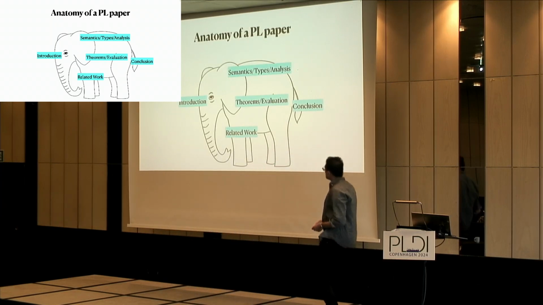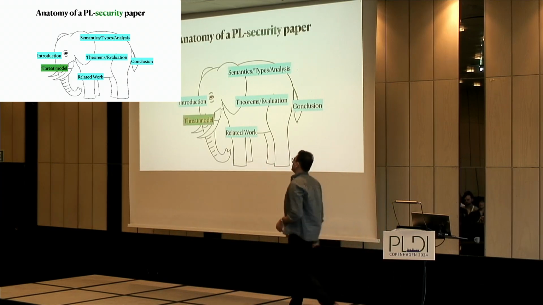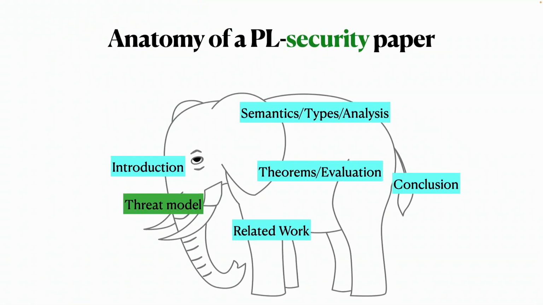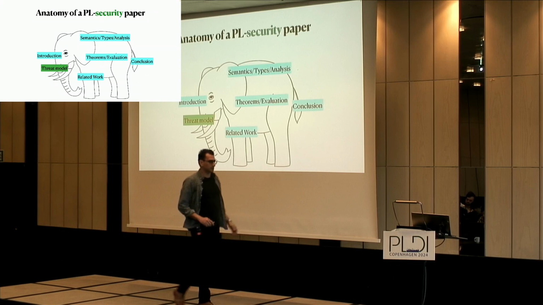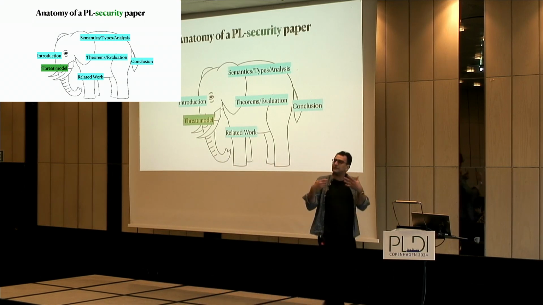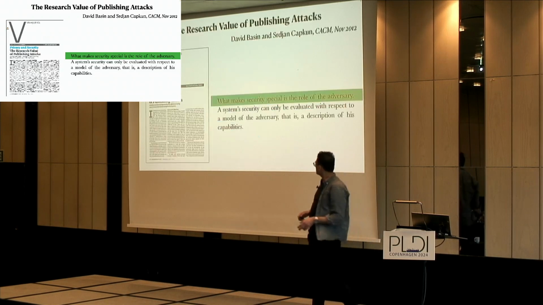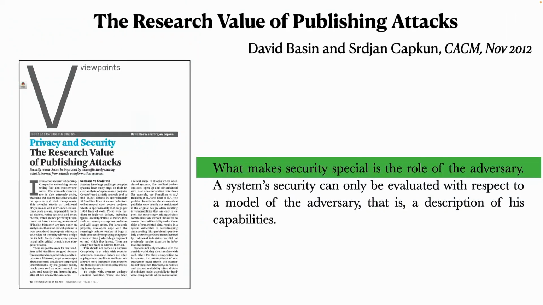A PL security paper is more or less like this, with the key distinction that you will see something called a threat model, right? This is really important, and I cannot overemphasize how important it is. But rather than me telling you why this is important, let me bring in a quote by somebody else. This is a very nice write-up from 2012 in CACM, so it's kind of accessible, by David Basin and Srdjan Capkun, where they are reflecting on the research value of publishing attacks.